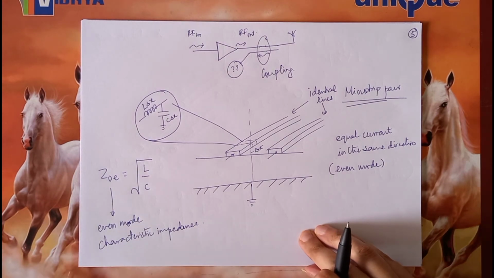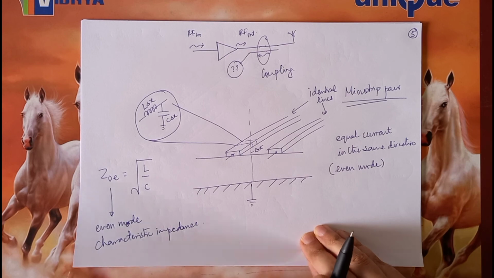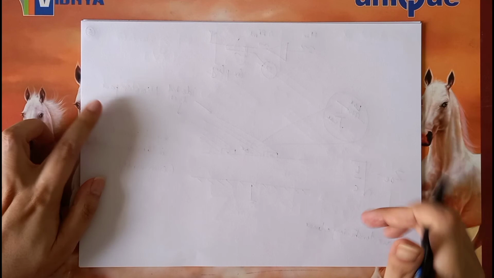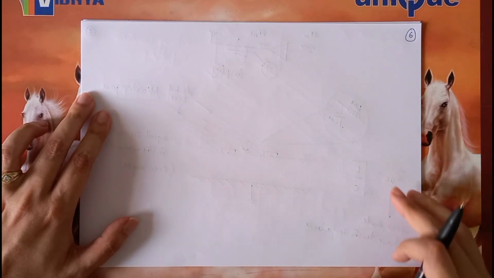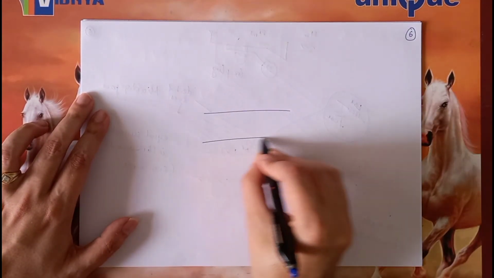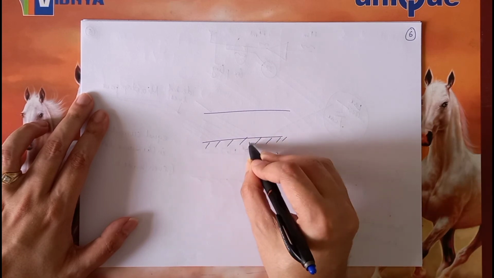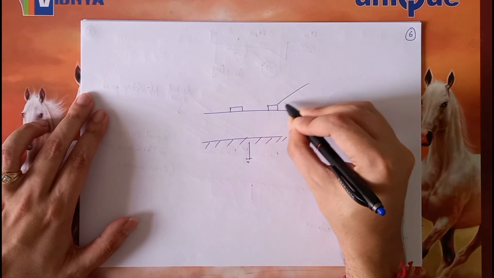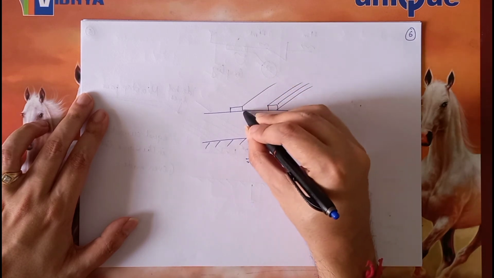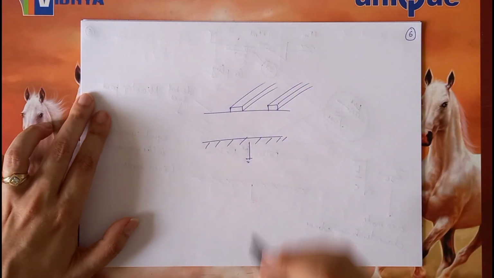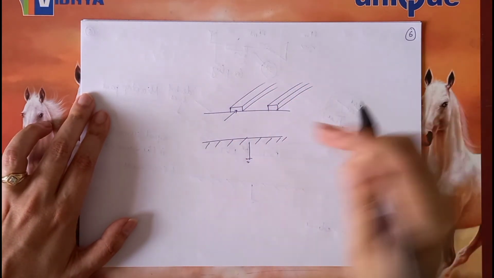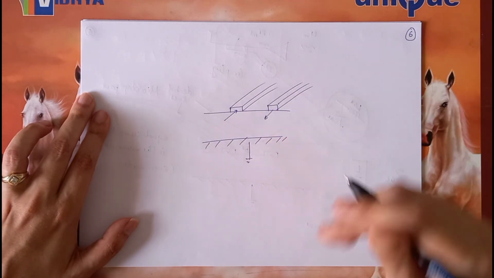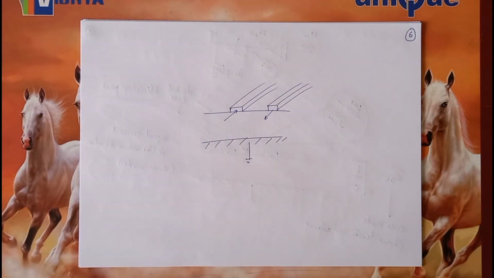Now let us look at something that is a little bit more difficult, and that is the odd mode. Same scenario, except that the currents are now in opposite directions. So the current over here is in this direction and the current here is in the opposite direction. Same magnitude but opposite direction or phase.